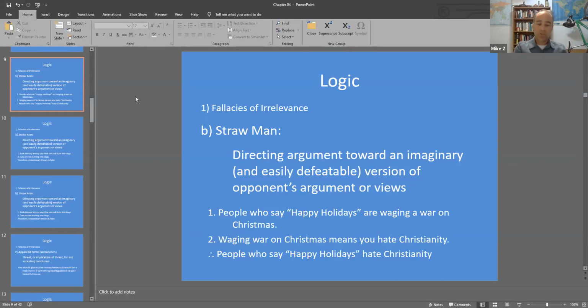So when we bring this to logic and argumentation, what's going on is instead of directing your comments towards somebody's actual argument or their actual beliefs or their actual theory, you make up an easily defeatable version of their viewpoints or their argument. And then you defeat that because it's so easy to defeat, and then declare victory against the person, against the actual argument. But of course, you haven't addressed the actual argument. You've just addressed the fake, easily defeated version of their argument.